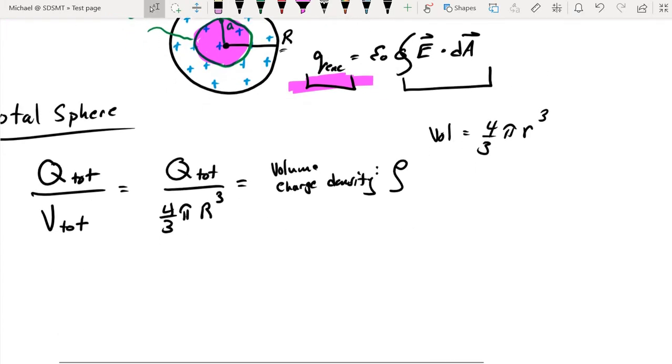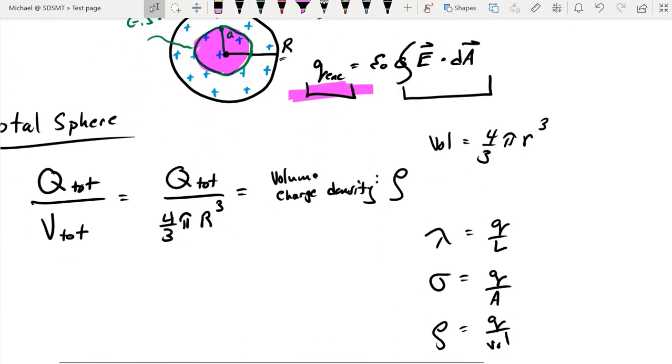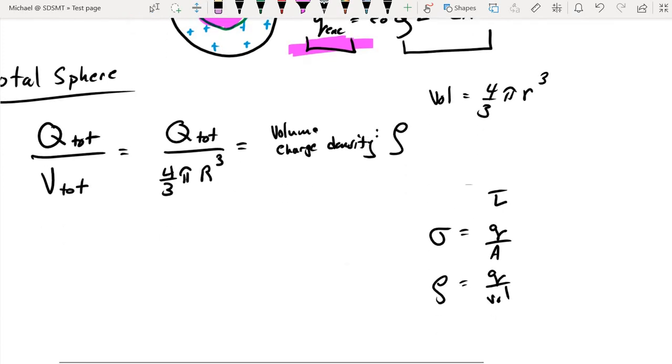So if you remember in the previous chapter, we had a linear charge density of lambda, and that was charge per unit length. We had a surface charge density, sigma. That was charge per unit area. Now we have a volume charge density of rho. And because our charge distribution has to be uniform, it should not matter what the sample size of charge is.